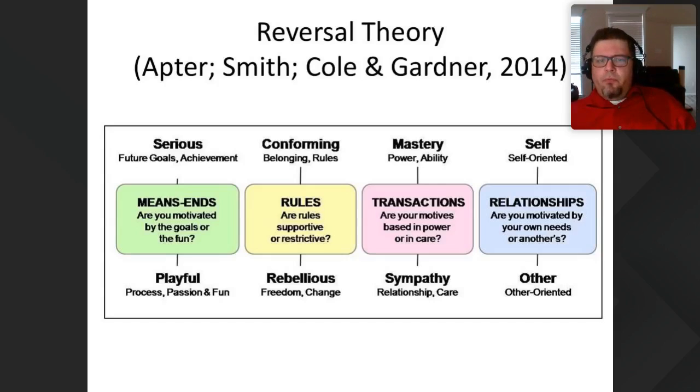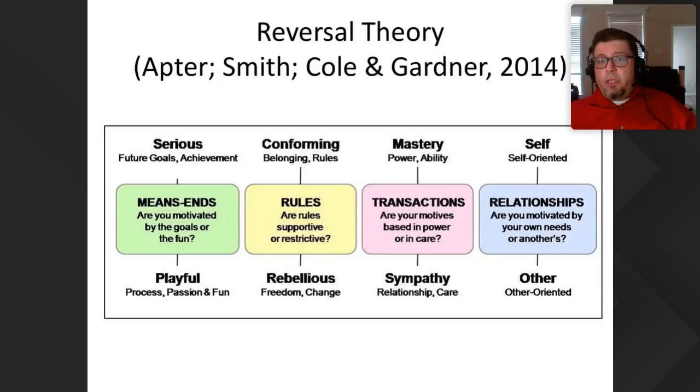Is it about conforming and belonging to the rules and being part of whatever construct or group you're with, or is it restrictive, where you kind of go against the rules, and then you'll move towards a rebellious side, wanting freedom, wanting change, wanting flexibility. Transactions: are motives based in power or in care?